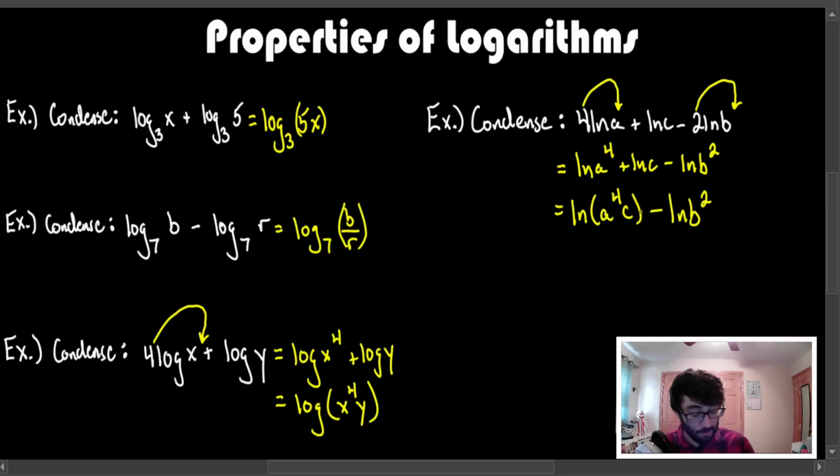And from there, I still have two natural logarithms, so I can condense them. And notice they are subtracting one another. So I can go ahead and divide their arguments to get the final answer of the natural log of a to the 4th times c all divided by b squared.